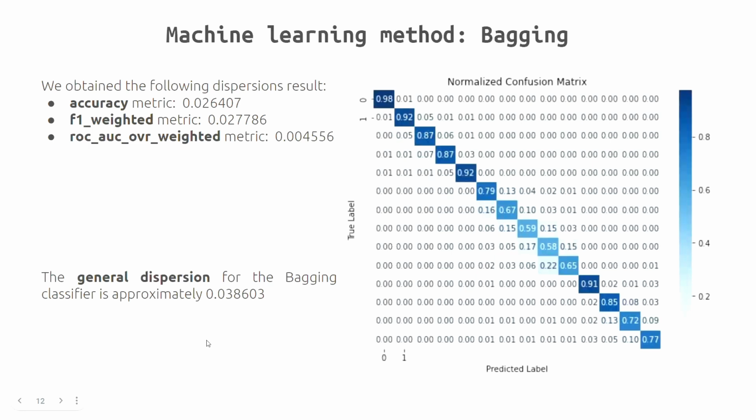Let's take a look at the result of the bagging machine learning method. We obtained the following dispersion result, which you can see on the slide. Also, we created a normalized confusion matrix. This matrix gives us a better understanding of the possible classification results and helps us understand how well the model recognizes each class. From this matrix, we can conclude that, in general, the accuracy for each class is not the same. We can see that for the classes responsible for the movement of two fingers, the bagging classifier showed slightly lower results compared to the other classes.